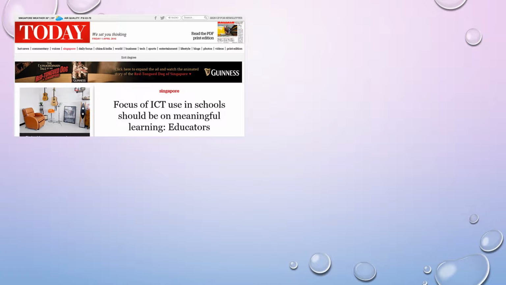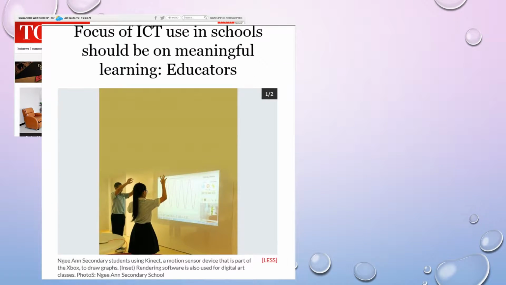Singapore embarked on the journey of leveraging technology for teaching and learning more than a decade ago. This was from the newspaper Today. The educators would stress that the focus on ICT use in school should be more on meaningful learning. Social media and technology have transformed the way educators teach. Mobile phones and tablets, once banned in some classrooms, are now an integral part of students' learning. Teachers are increasingly using information and communication technology, which is ICT, to deepen the students' learning and keep them actively engaged during lessons.